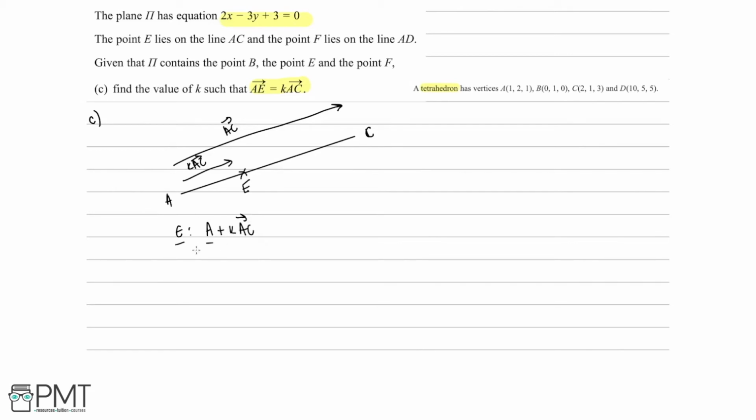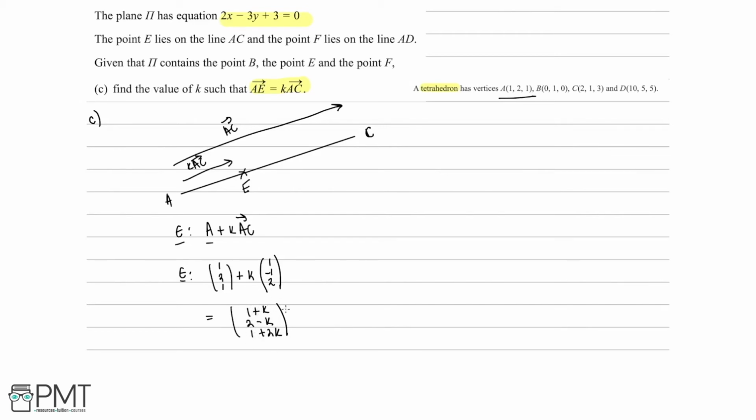And because we know what A is, and we can write AC in terms of K, we can write this in column form. So our position vector E can be rewritten as 1, 2, 1 plus K multiplied by AC. Well, AC will just be 1 minus 1 and 2, so this will just be equal to 1 plus K, 2 minus K, and 1 plus 2K.